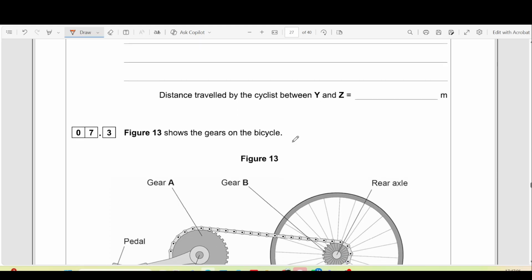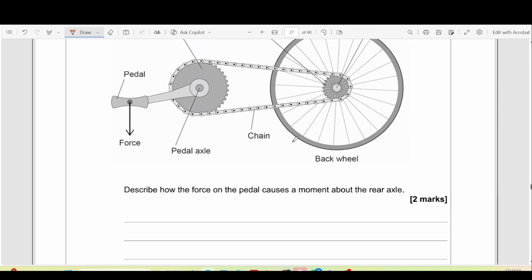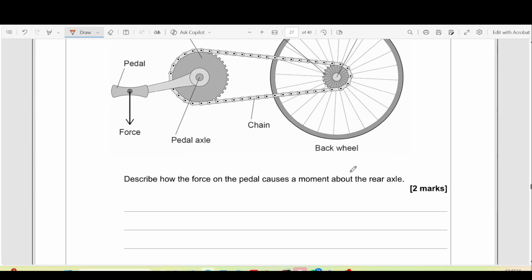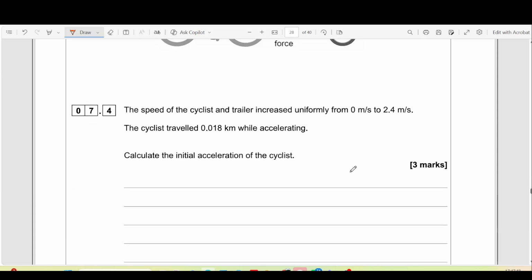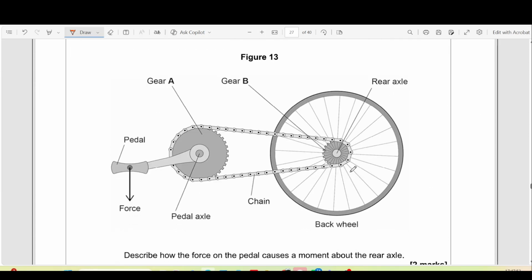Describe how the force on the pedal causes a moment about the rear axle. Force on the pedal causes the axle to spin and gear A turns anti-clockwise, which creates a force on the chain. The chain moves with it, and rear axle gear B moves too.